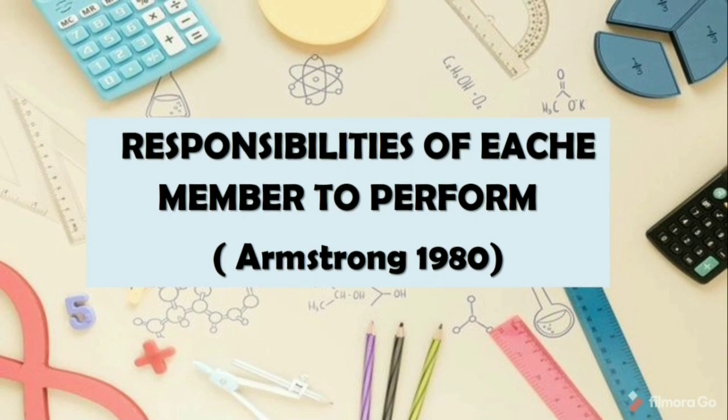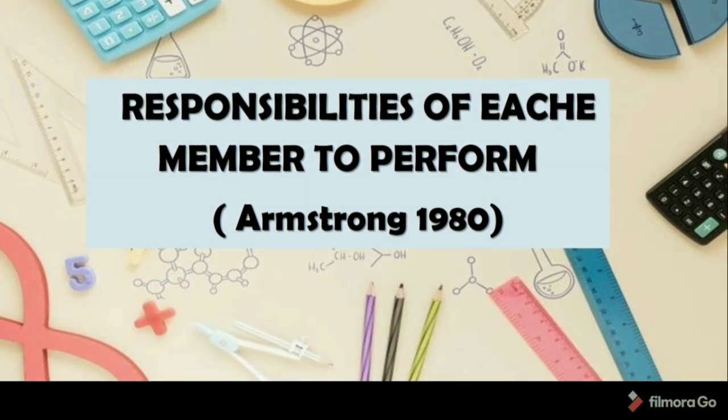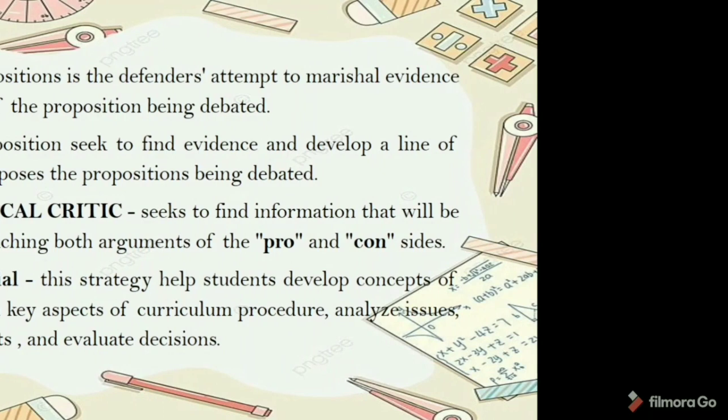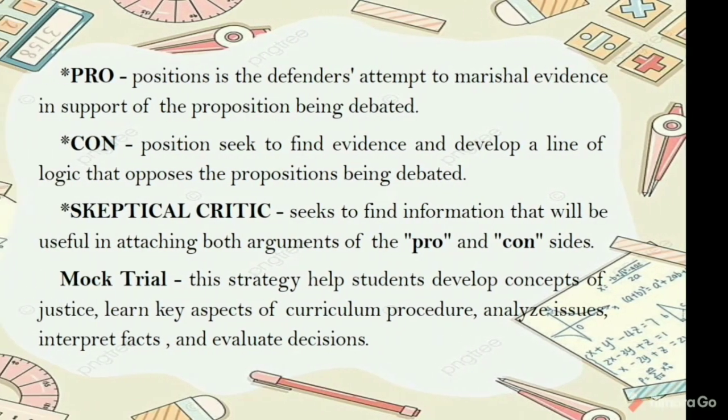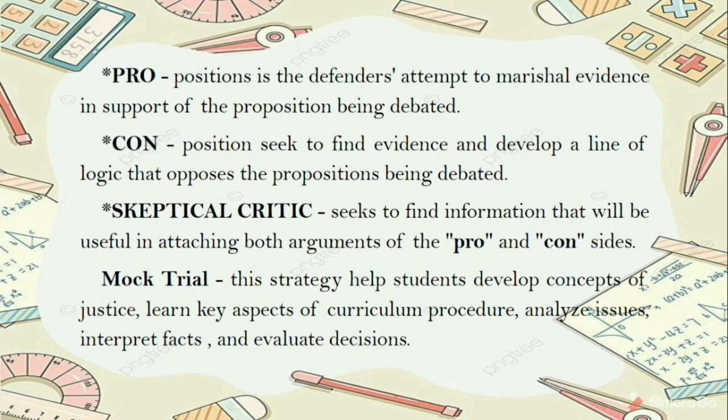Responsibilities of members to perform (Armstrong, 1980). Pro positions: the defenders attempt to marshal evidence in support of the proposition being debated. Con positions seek to find evidence and develop a line of logic that opposes the proposition being debated. The skeptical critic seeks to find information that will be useful in attacking both arguments of the pro and con sides.